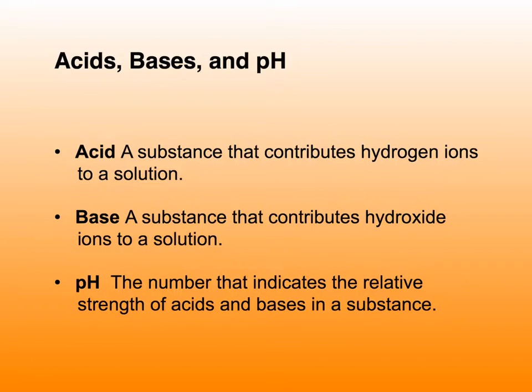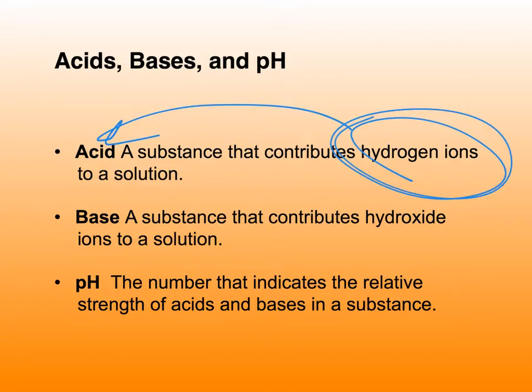An acid is a substance that contributes hydrogen ions. Hydrogen ions. You need to know that, especially if you are a chemistry guy right now. Hydrogen ions, acid. So usually you're going to see things like HCl, hydrochloric acid, or H2SO4, sulfuric acid. You need to know that if you see a hydrogen in front of something, this is an example of an acid.